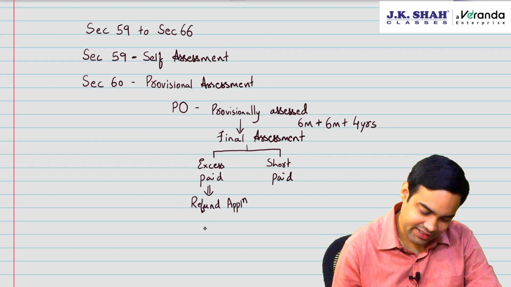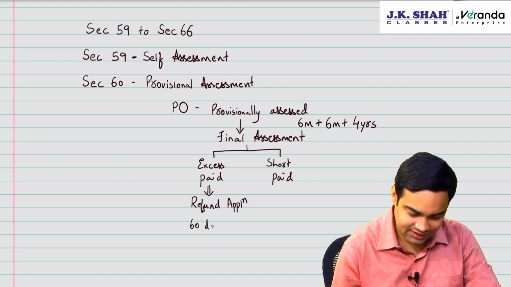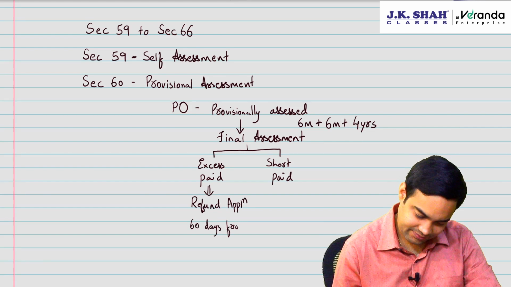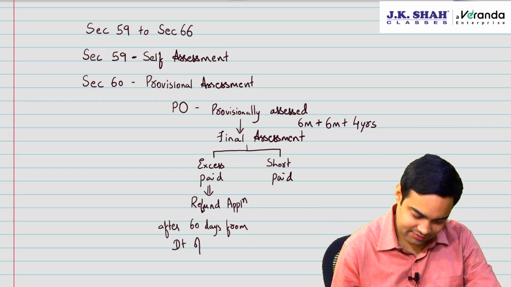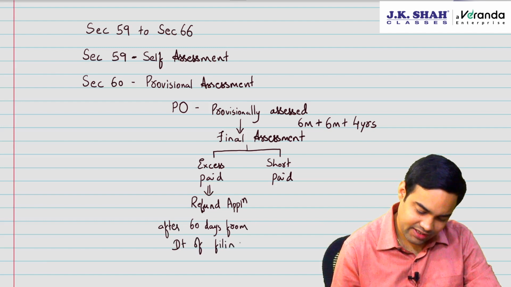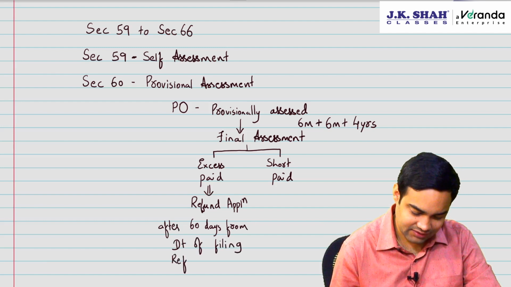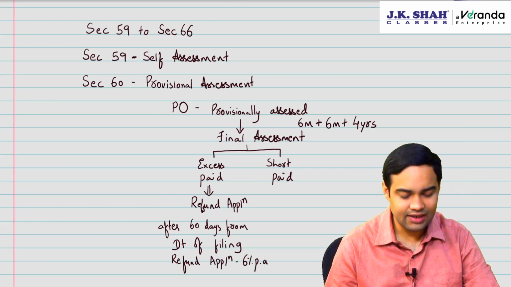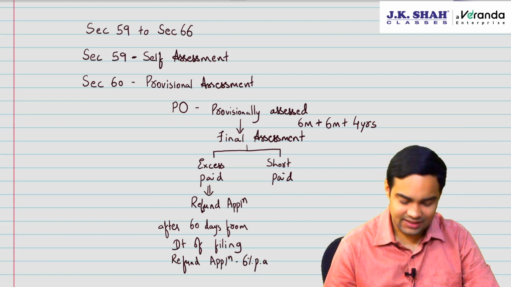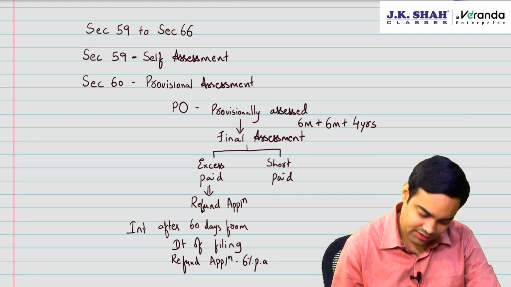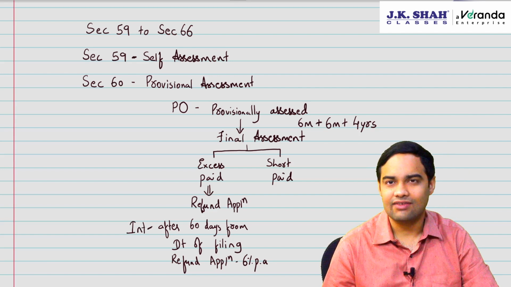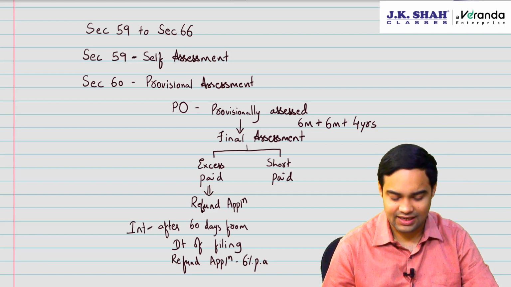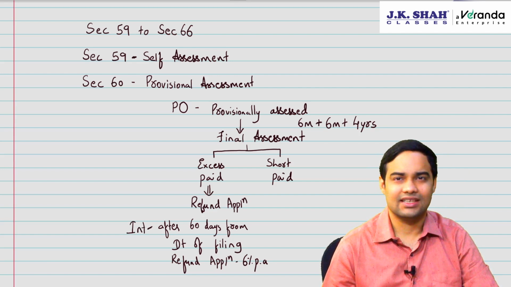And will you get interest, sir? Yes, after 60 days from the date of filing the refund application. And at what rate, sir? The rate of interest will be 6% per annum. So he can file a refund application and he will get interest after 60 days from the date of filing refund application at 6% per annum. If it is through a judgment, it is 9%.